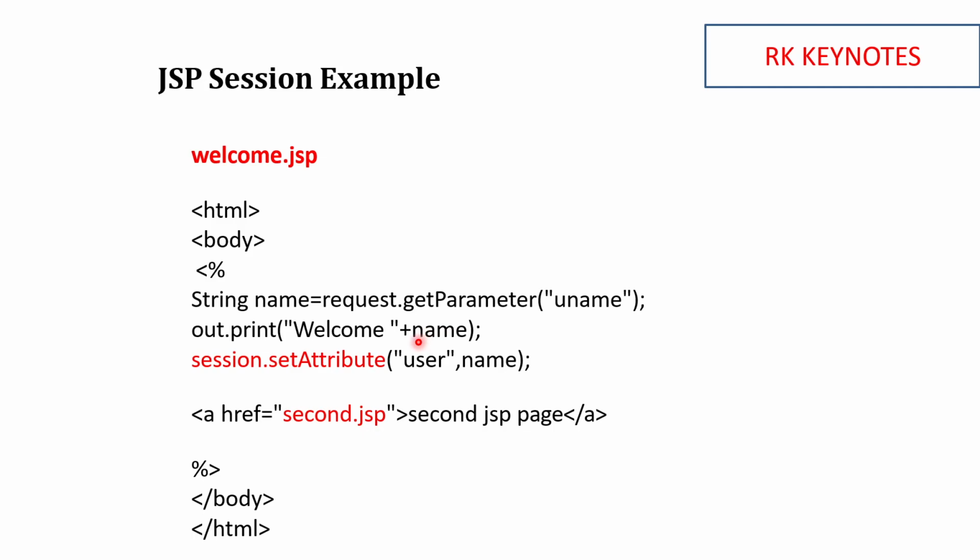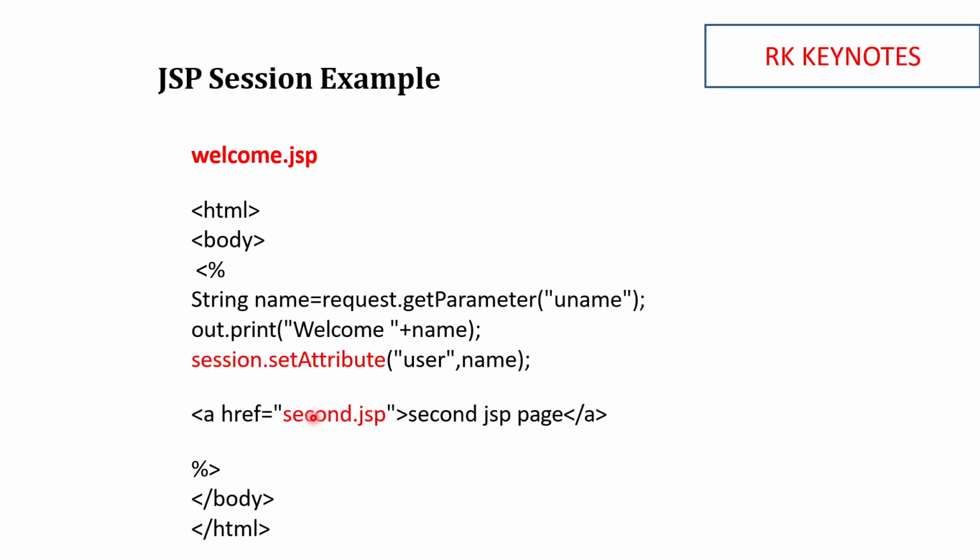Now I'm simply using the session object, session.setAttribute. My attribute name is this, and the value for my attribute is whatever is there in the text field. I'm passing the same thing. And then I have a hyperlink over here. Actually, this should come out of the scriptlet tag. It will throw an error if you put this hyperlink inside the scriptlet tag, so it's good to use it after the scriptlet tag.